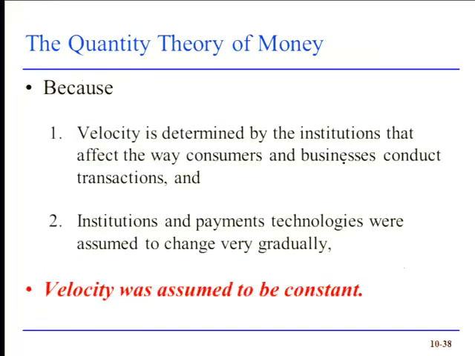Now, there were three assumptions that are made to move from the equation of exchange to the quantity theory of money. The first assumption is that velocity is constant. The reason that this assumption was made is twofold. One is, this was actually a theory that's about 150 years old. So it's been around for a very long period of time.